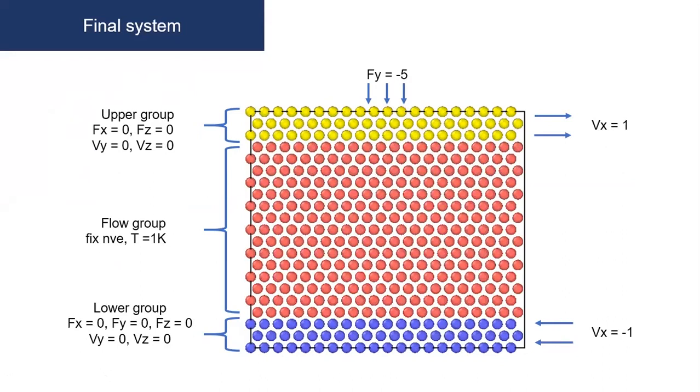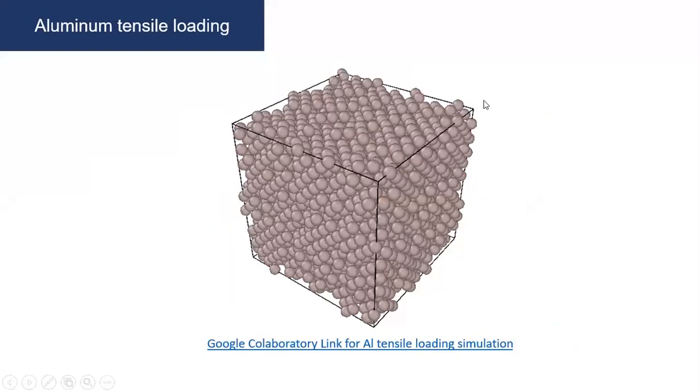I forgot what the unit is in Lennard-Jones. I'm not sure. Lennard-Jones is unitless, so this should be 1, but it should not be 1 Kelvin. Okay, and the fixed NVE, that is the total ensemble. Okay, so that is the thing.